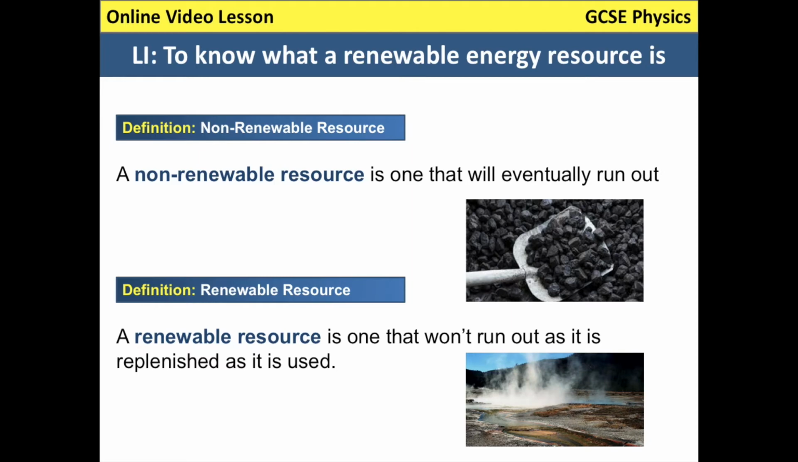We're now going to have a look at the advantages and disadvantages of some different non-renewable resources and renewable energy resources, as well as considering how each one works. I will talk you through the slide, of course, but you may wish to pause the video at various points to write down the key information, because all of this is important.